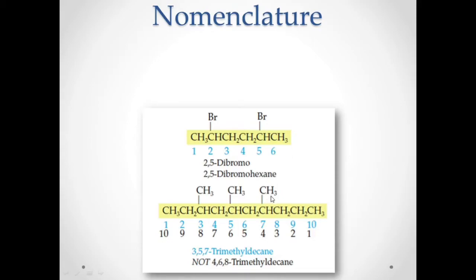So rule number 4, if they have the same substituent, we can use the prefix pertaining to how many of the same substituents are actually there in the compound. So there are 3 of the same substituent, 3 methyl, so we can use the prefix tri. Okay, so the name would now be 3, 5, 7 trimethyl decane. Okay, so that would be the name. So not 4, 6, 8. Trimethyl decane.